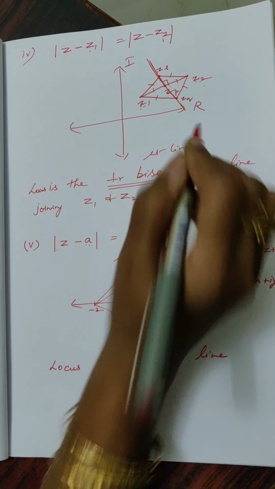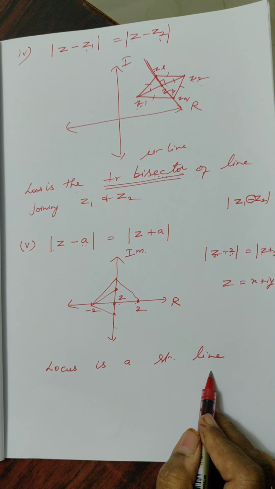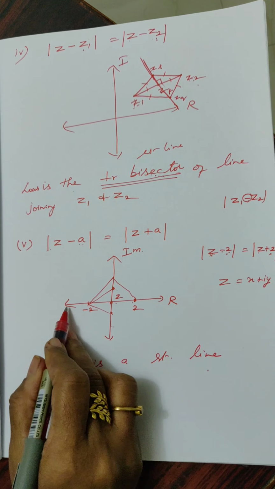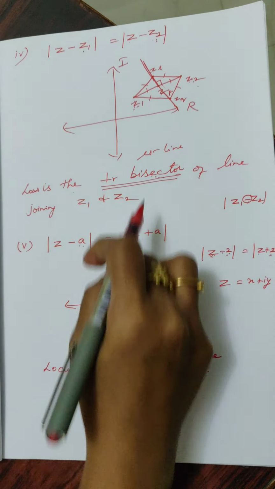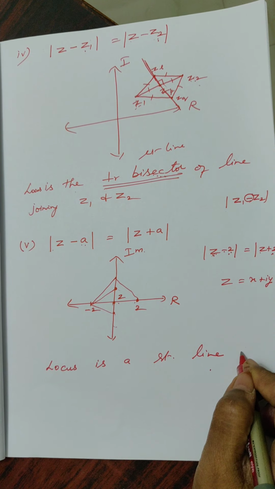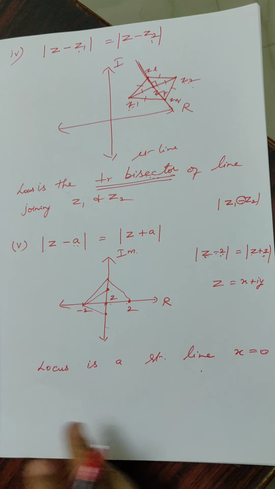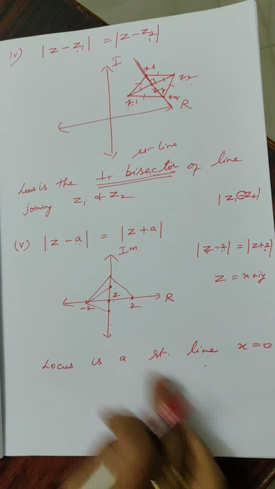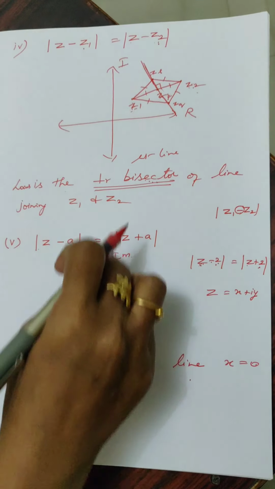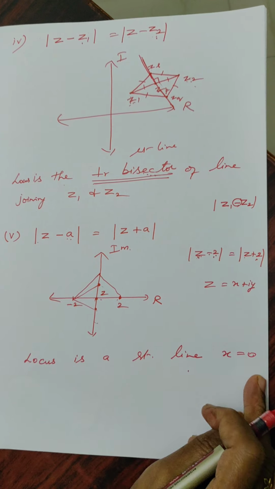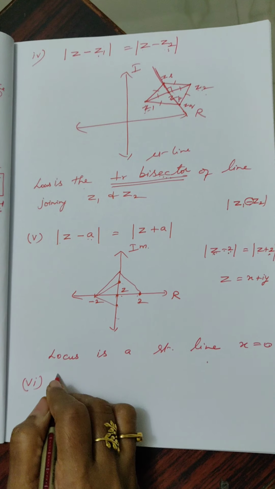Straight line. Okay. Here also the locus is a straight line. That straight line is what? It is your y-axis. Y-axis means the equation is x is equal to 0. The locus is a straight line, x is equal to 0. The equation of the y-axis, that is the imaginary axis, is x is equal to 0. Is it clear now? Similarly, we can see that.